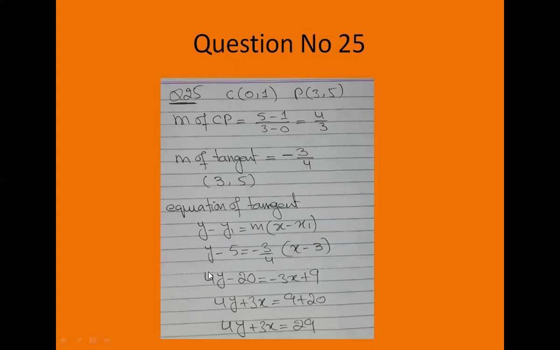So take this 4 to the other side. You will have 4y minus 20 equals minus 3x plus 9. Bring the 3x to this side. So 4y plus 3x equals 9 plus 20. So 4y plus 3x equals 29. So that is the equation of the tangent.